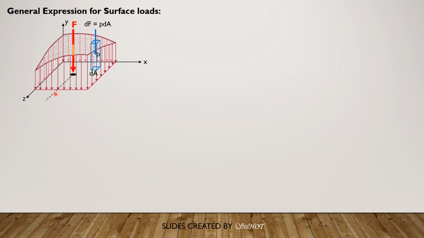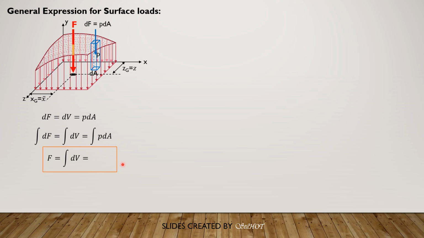So the location of the force is denoted by bar X and bar Z, assuming the area lies on the XZ plane. So this distance is bar Z or Z sub G or Z bar. So from differential force equals dV or differential volume from the figure, because dA times intensity of pressure, the height, is differential volume, equals pressure times dA, integrating both sides. So we have integral of dF equals integral of dV. So F therefore equals integral of differential volume.